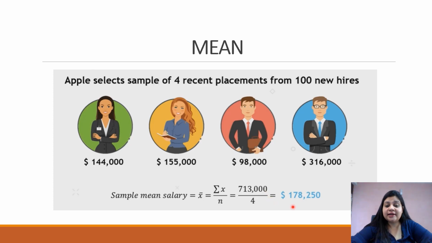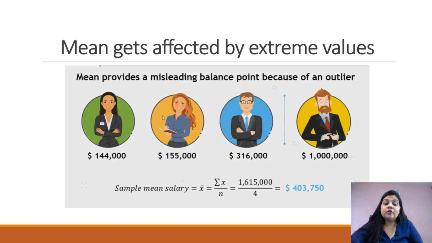So the average salary comes out to be $178,250. So this is how, if I have to hire 100 new people in my IT company, the average salary would be $178,250. The only shortcoming of mean is that it gets affected by the extreme values. Extreme values are also called outliers.